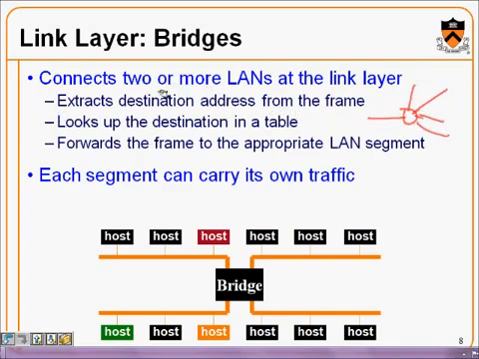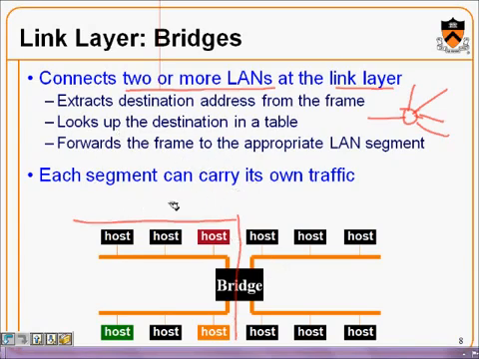Bridges are smart MAC layer devices, or data link layer devices, which connect two or more LANs at the link layer. So what is happening here? This is one particular LAN, this is another LAN, and both are connected by a bridge. One port connects LAN 1 and another port connects LAN 2.